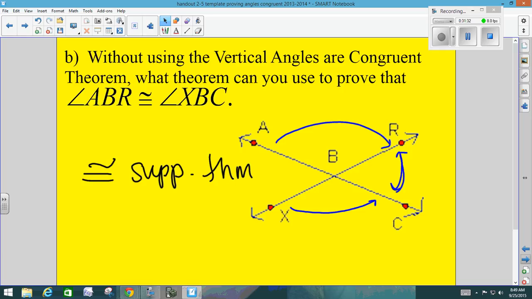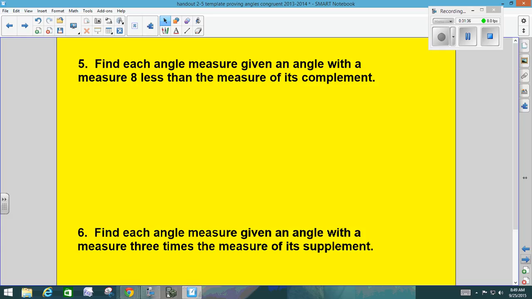All right, last two. Number 5, find each angle measure given an angle with a measure 8 less than the measure of its complement. We have to find the two angle measures given that one of the angles is 8 less than its complement. I'm going to show you how I like to set them up. You might set them up differently.